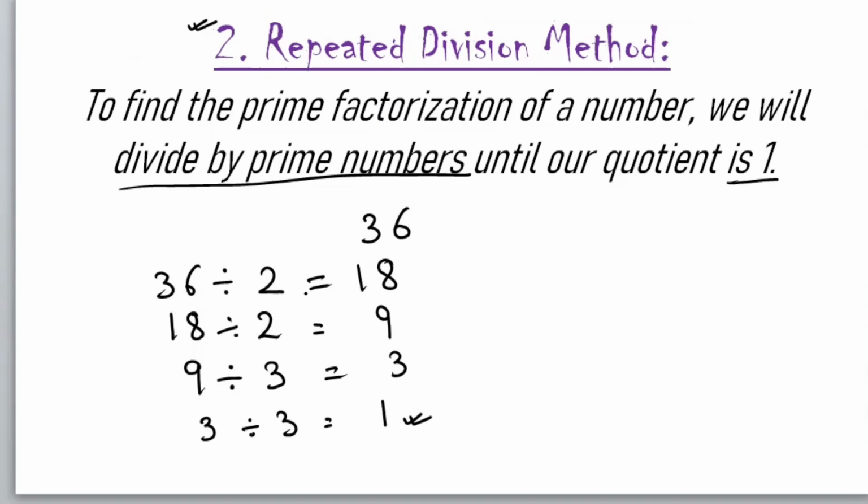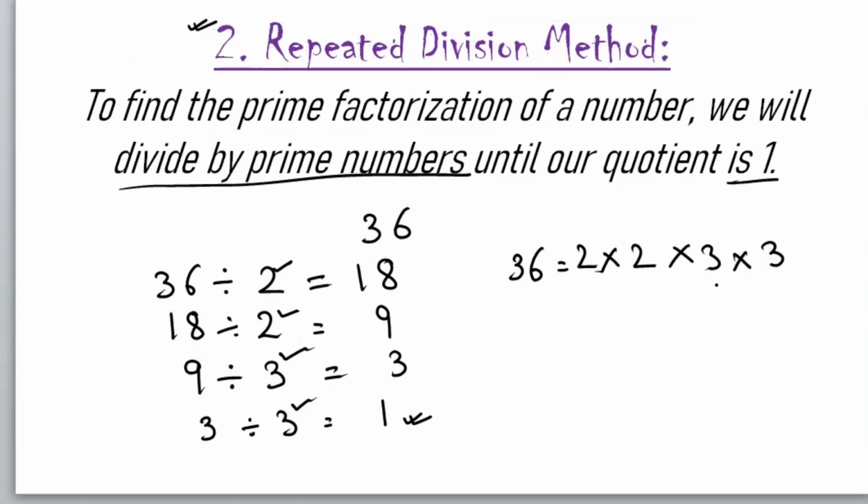What will be the prime factorization? So look at the prime numbers we divided by to reach the quotient 1. So all the prime numbers will be the prime factorization. We have to put them in order from least to greatest. So the prime factorization will be 2 times this 2, then this 2, then 3, then another 3.